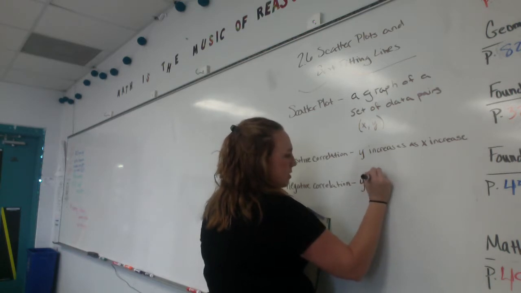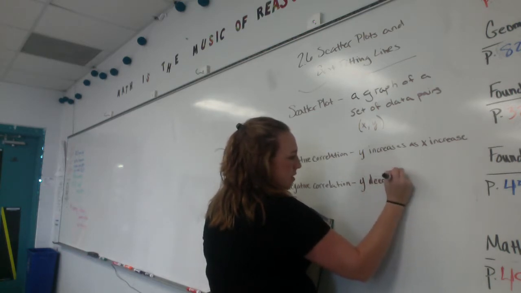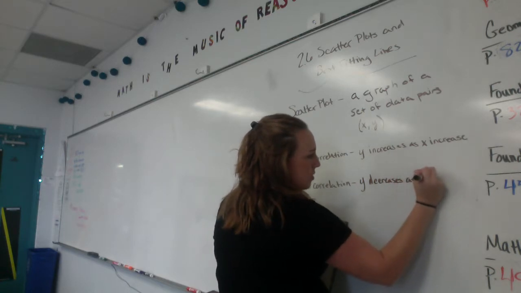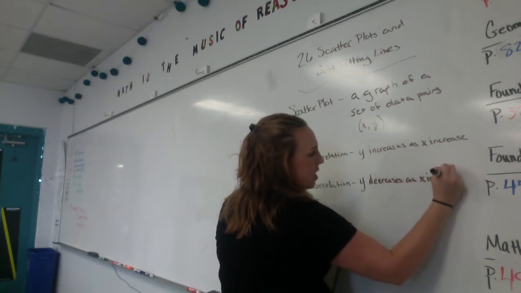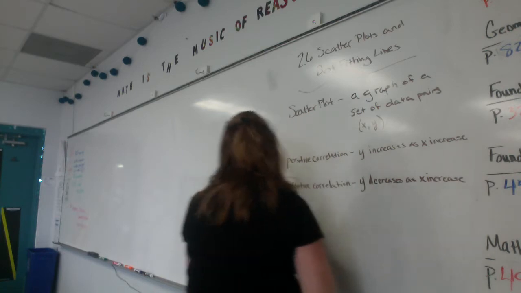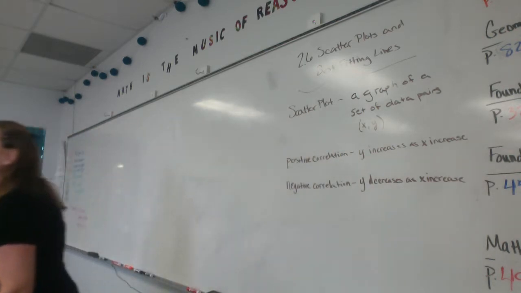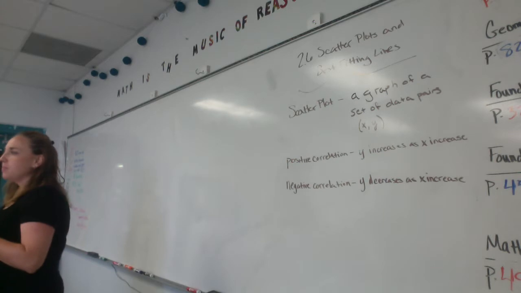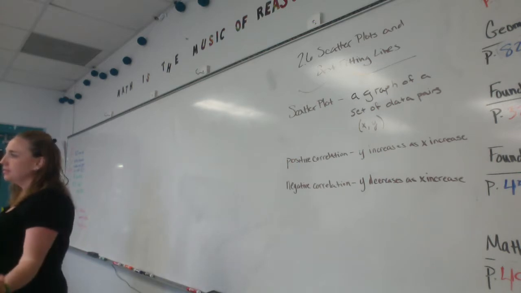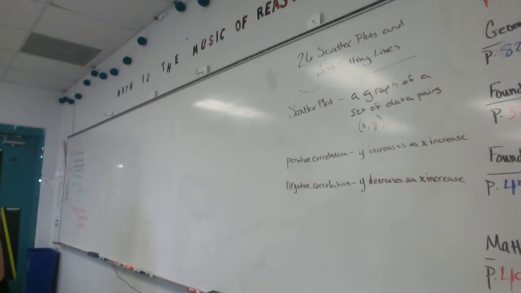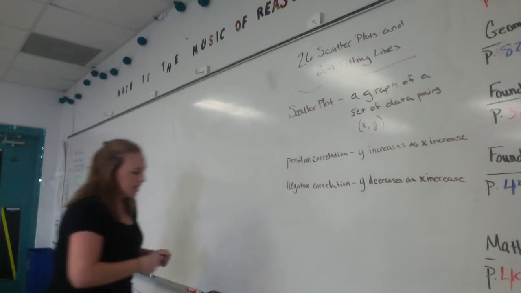Y decreases as x increases. So x is always increasing in both positive and negative correlation. It depends what y is doing. So if y is going up, it's positive. If y is going down, it's negative. Okay? So then you get graphs that look like this.